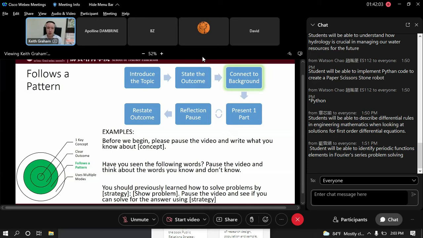Another example, you should have previously learned how to solve problems by blah, blah, blah. So if students have watched a previous video and they know how to solve an equation using one technique, then you can show the problem and say, pause the video and see if you can solve the problem for the answer using this strategy. You get them to think about what they already can do. Now, will they actually pause the video? Well, that's up to them. But we give them the opportunity to try to connect to the background so that the new stuff that we teach them can be easier.